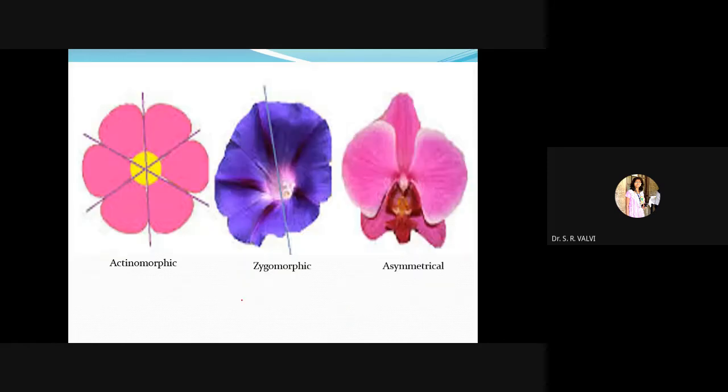Now in my next slide, you will get this one is radially symmetrical, right? This one is bilaterally symmetrical, and this is an irregular flower, right? Actinomorphic, zygomorphic, and asymmetrical flower.